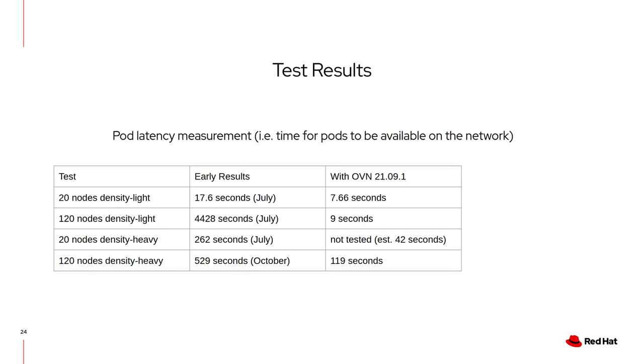For 20 nodes density heavy, there was no test run with 21.09.1. The estimate in this column is conservative based on the change seen at 120 nodes. In all likelihood, this number is actually much lower. It's clear that once load balancers are added to the equation, the pod latency increases dramatically compared to a cluster with no load balancers. However, it's also clear from the 120 node tests that we have improved drastically.